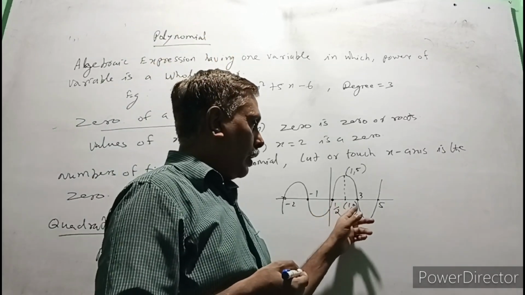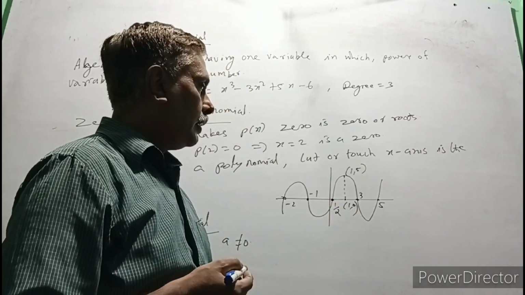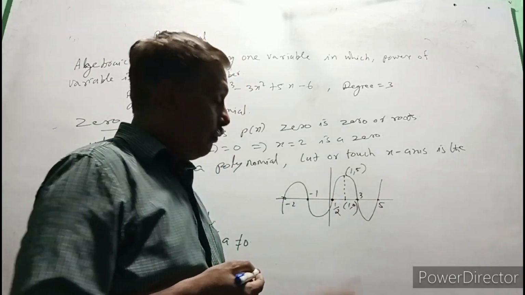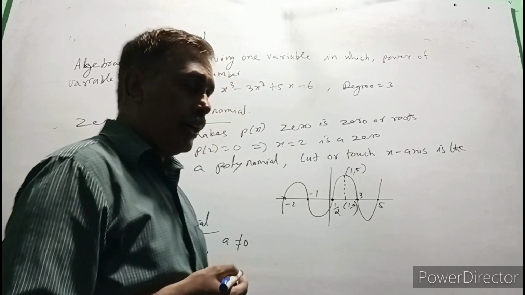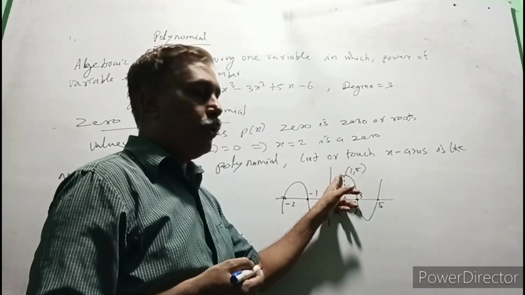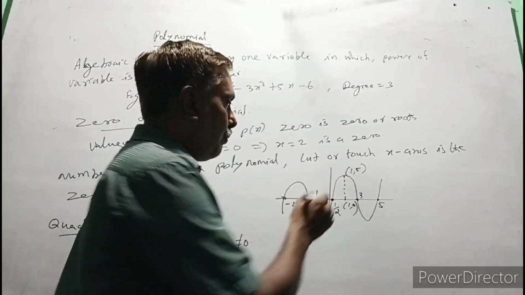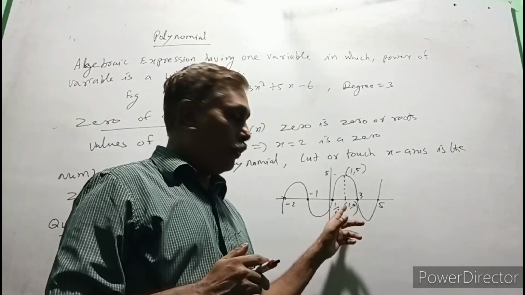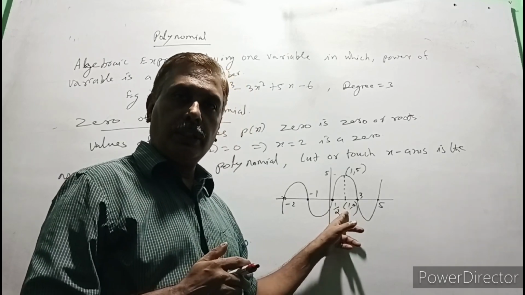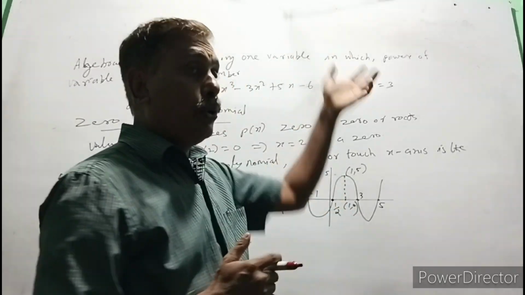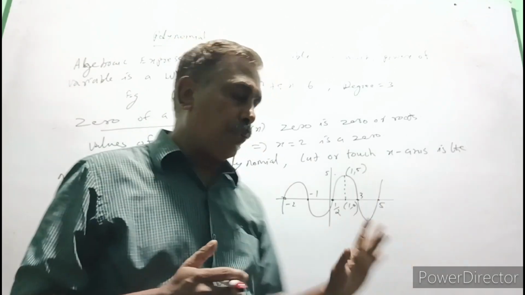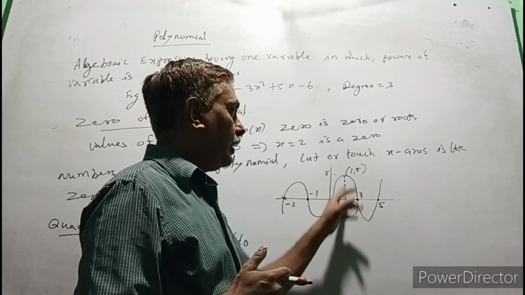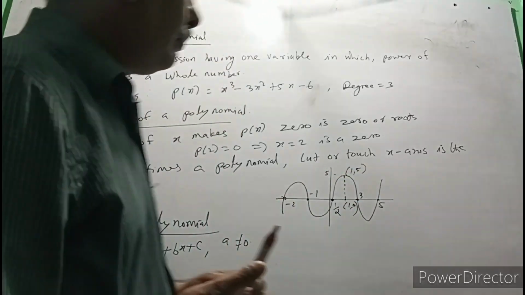Now why did I write 1 comma 5 here? When I put x equal to 1 in this polynomial, the value of p of x is written here as 1 comma 5. 5 is actually coming here. Since this point is not on the x-axis, it is 1 comma 5, not 1 comma 0. If I put that x value into the polynomial whose graph is formed here, the value of the polynomial becomes 5. That is why this point is written 1 comma 5.